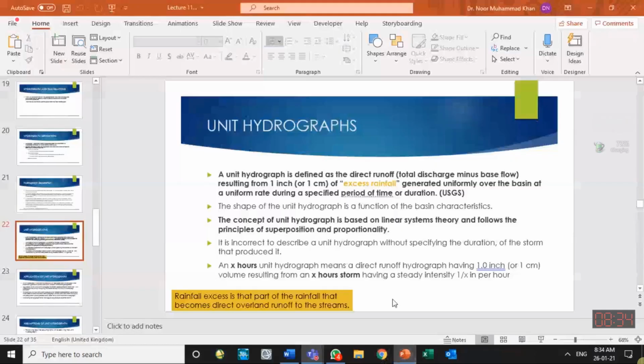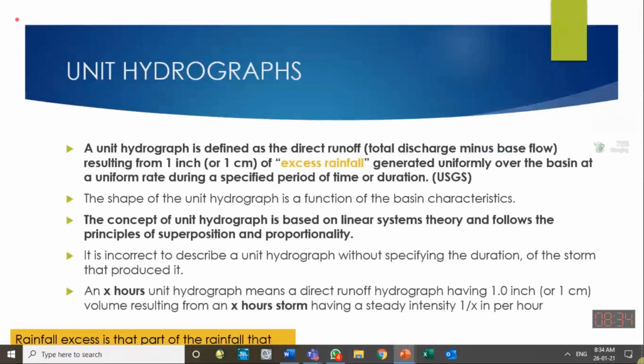Okay. So we were talking about unit hydrograph. You should be clear about it. You should be able to speak about it in Urdu, Punjabi, in English, because this is an important concept in hydrology. So unit hydrograph is a direct runoff hydrograph, generated by a storm having excess or effective rainfall of a unit quantity. Unit quantity is 1 inch in US customary units and 1 centimeter in SI units.